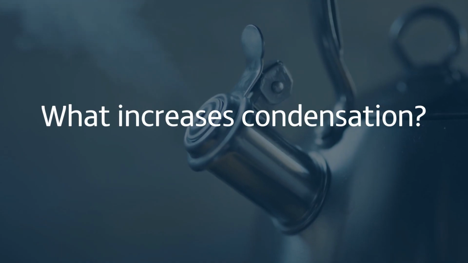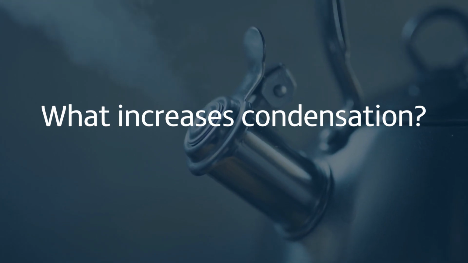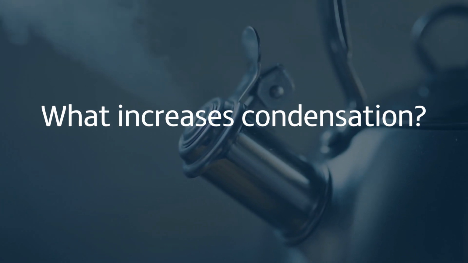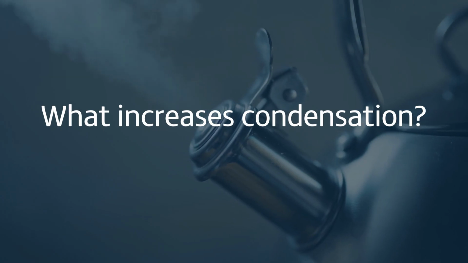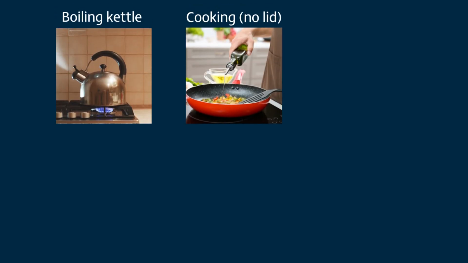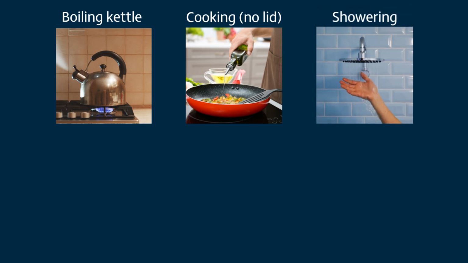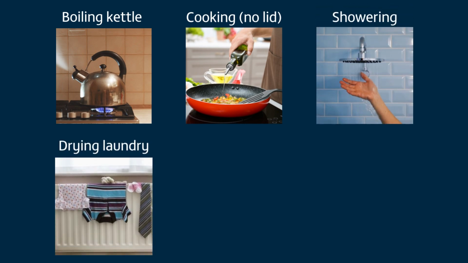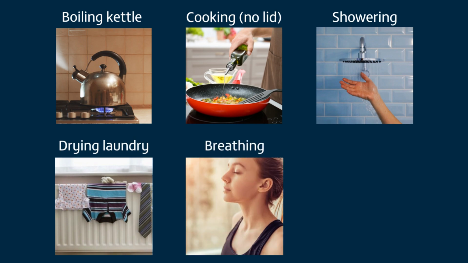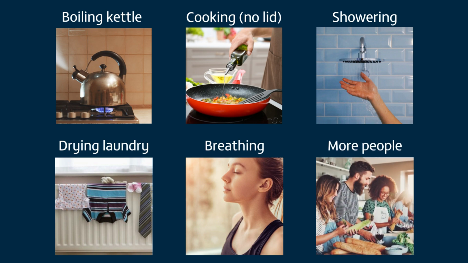So what increases the chances that you'll have condensation in your property? It's going to be anything that increases the level of moisture in the air. So boiling a kettle, cooking with no lids on your pots and pans, bathing and showering, drying your clothes indoors, and yes, believe it or not, breathing increases the moisture in the air in your property.